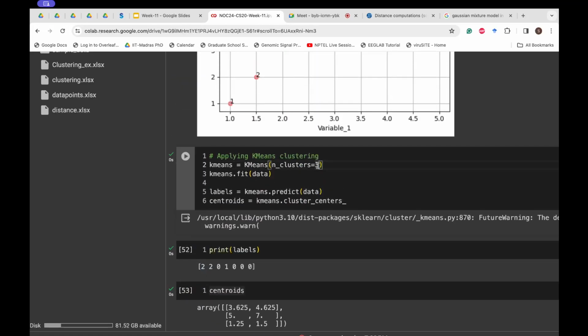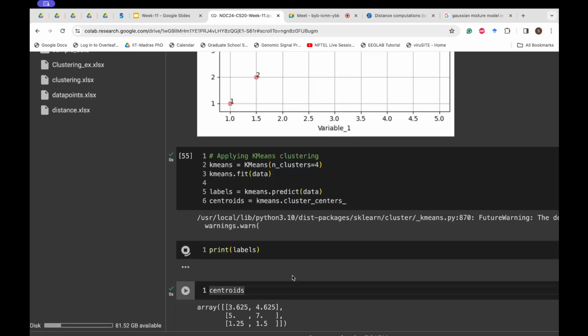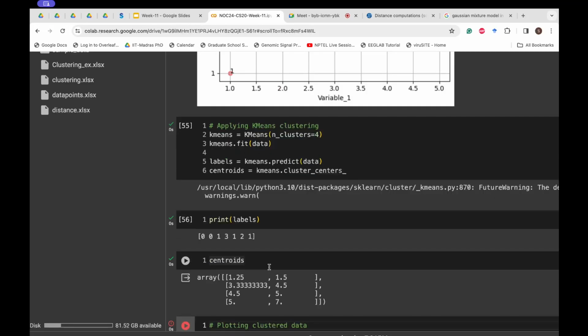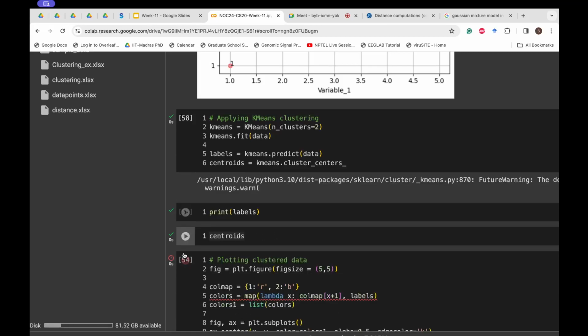We can try it out with 4 over here, and let us see the labels. Now you can see the first two data points are assigned label 0, then these data points are assigned 1, and then there is only one data point belonging to cluster 3 and one data point belonging to cluster 2. So the conclusion is that your initialization and the number of clusters affect your end result, the kind of clusters you are getting, and it will be clearer in the other example that I have. So let me go to that.